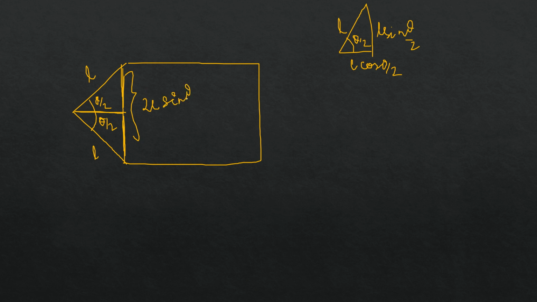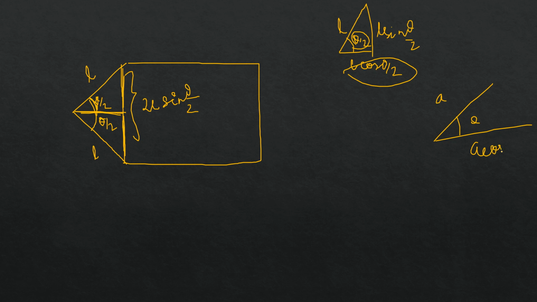Is it clear? I will explain again. See, this is your L, this is your theta by 2. Why theta by 2? Because it is bisecting the angle. So the horizontal component is L cos theta by 2, because the side adjacent to the angle is cos. If this is the vector A and this is theta, then this will be A cos theta and the other one will be A sin theta. Exactly that, I have done. This is L cos theta by 2, this is L sin theta by 2, and this is L sin theta by 2. So the whole thing becomes 2L sin theta by 2.